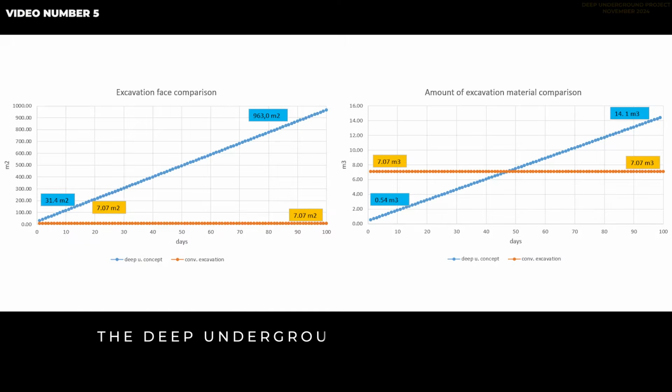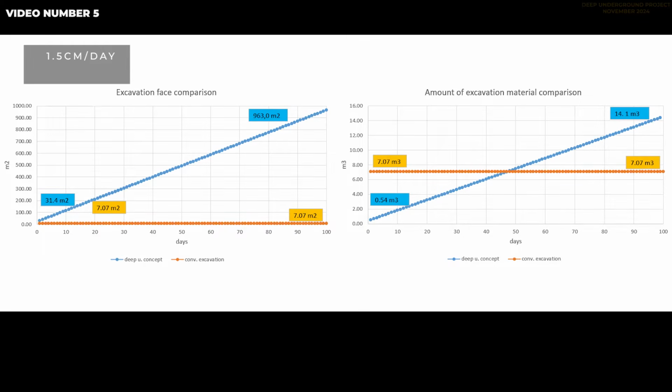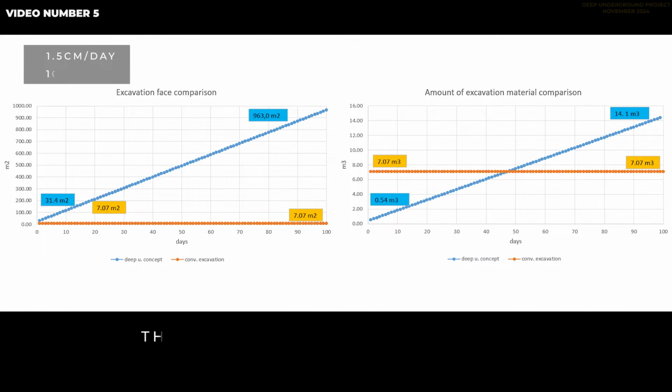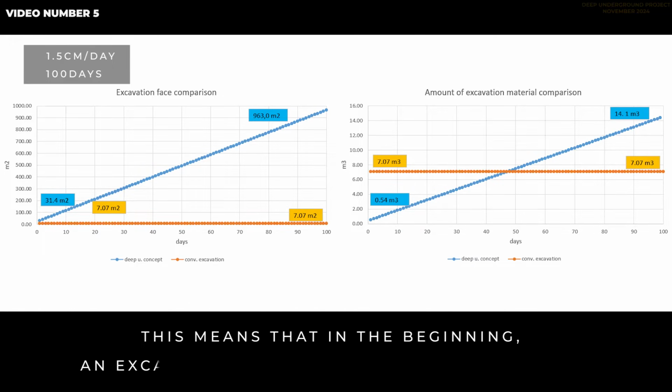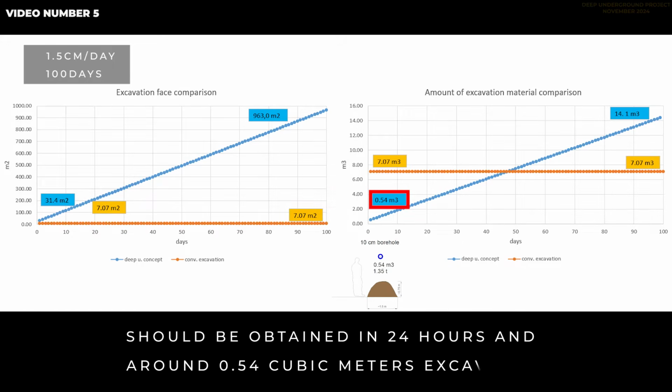The deep underground concept needs to excavate an average of 1.5 centimeters from the boundary each day to achieve the same excavation time as the conventional method. This means that in the beginning, an excavation surface of 31.4 square meters should be obtained in 24 hours and around 0.54 cubic meters excavated.